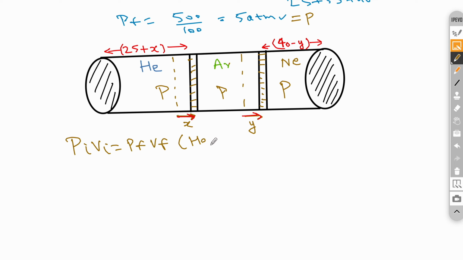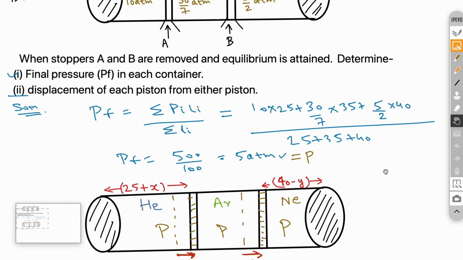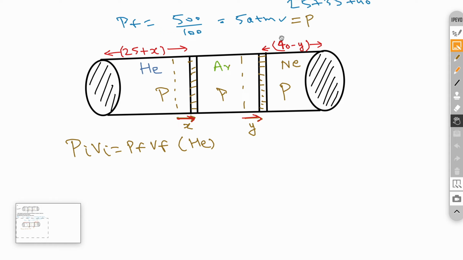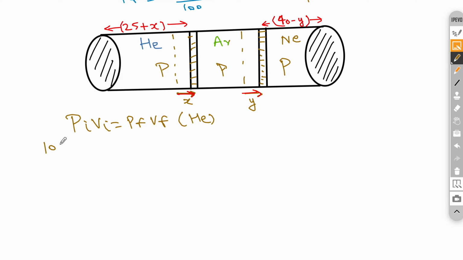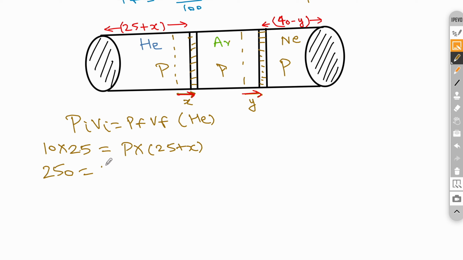We'll solve this for helium. So applying this formula, initial pressure multiplied by initial volume, what is it? 10 multiplied by 25. Area is constant, so we'll ignore that part because it will cancel on both sides. 10 multiplied by 25 should be equal to P multiplied by 25 plus x. Putting the value of P, 5, we'll get the value of x. So on solving, x will come out to be 25 centimeter.